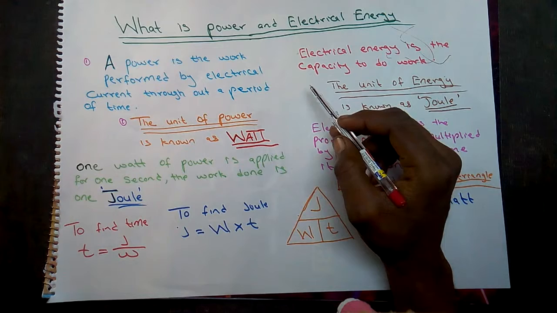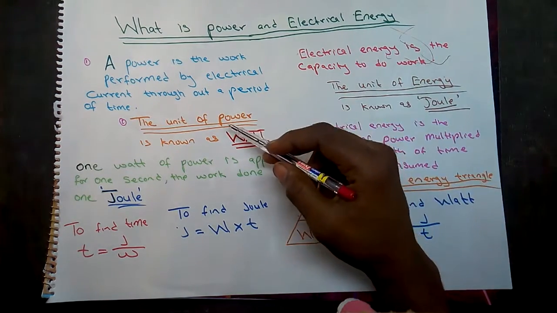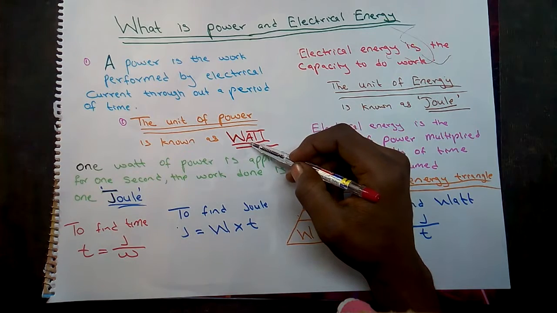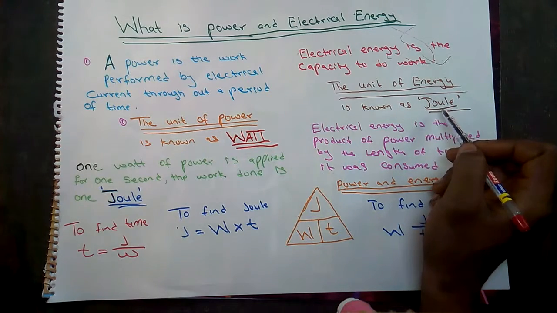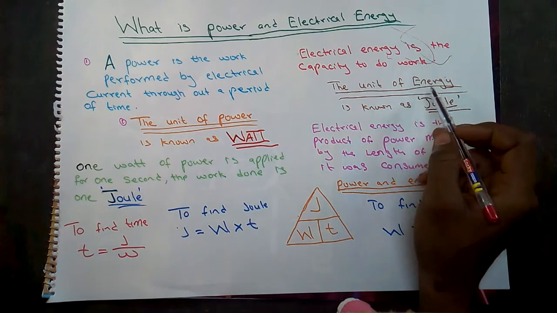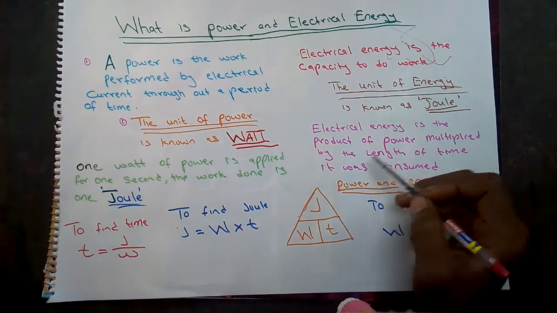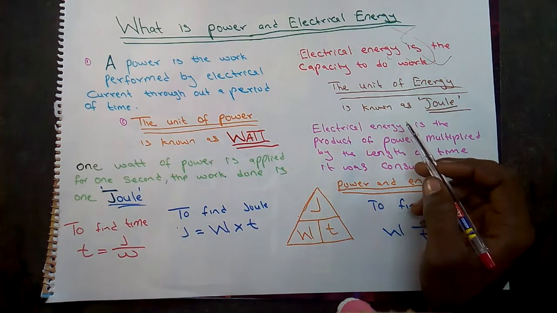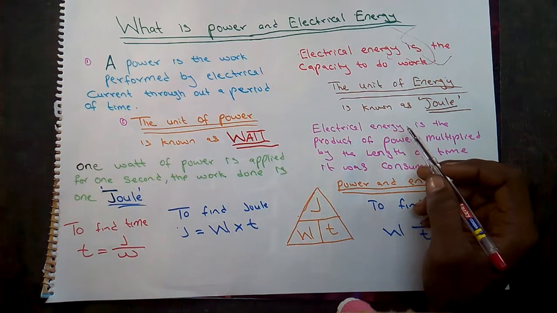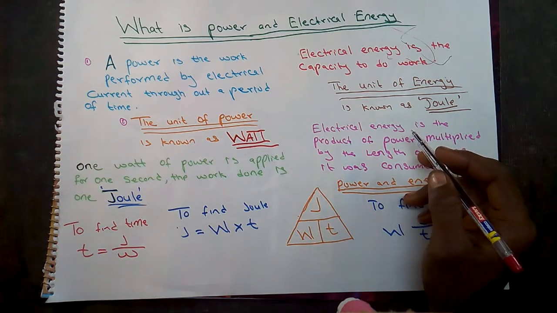Then let's see the unit of these two before I go into deep explanation. The unit of power is known as watts. So whenever you see watt, it's talking about power. And the unit of energy is known as joule. So whenever you see joule, it's talking about energy. Electrical energy is the product of power multiplied by the length of time it was consumed. So whenever we are talking about power and energy, there is another thing involved, which is time. We are going to see that in a minute.